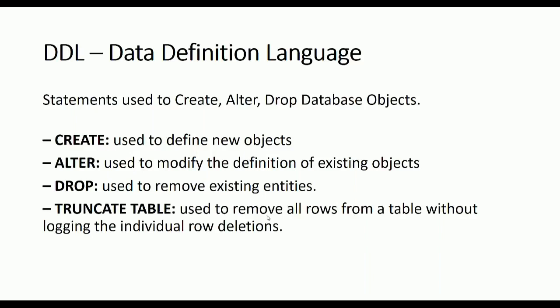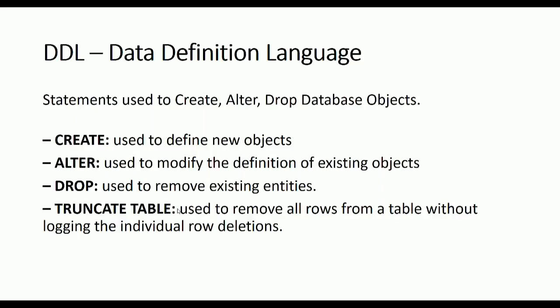Truncate table. Truncate table is used to remove all rows from a table without locking the individual row definitions. This truncate table looks like a DML, but it comes under DDL because it resets some properties of a table. So it is kind of a DDL because it redefines the definition of a table.